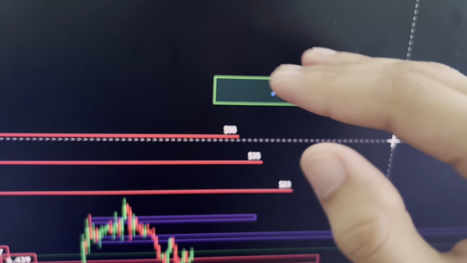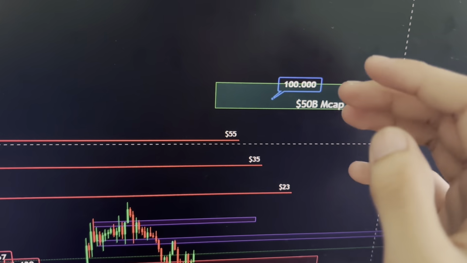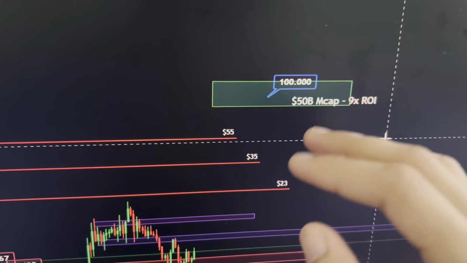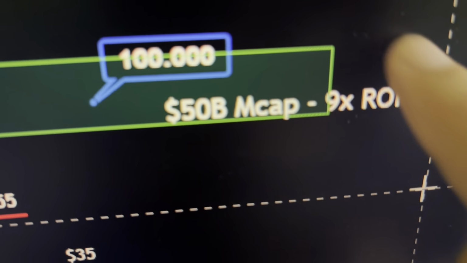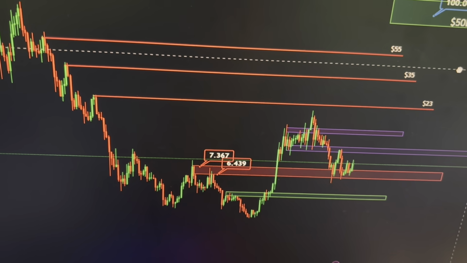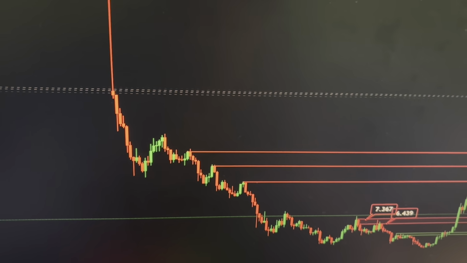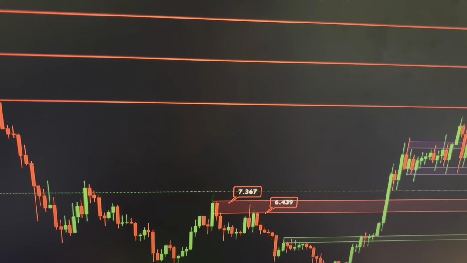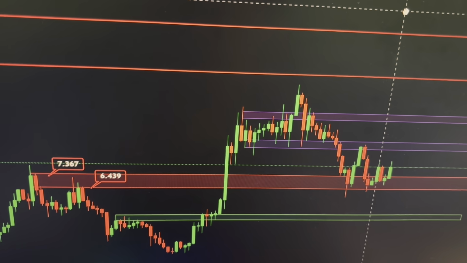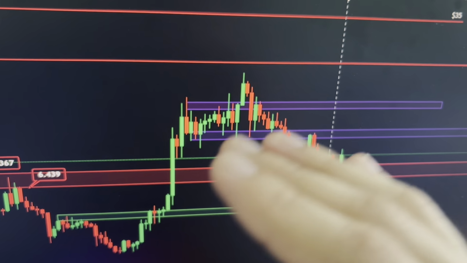If you have different targets from me, comment them down below in the comment section. Personally, this is my target for ICP in this cycle, $100, which would place ICP at around a $50 billion market cap, and that is about a 12x ROI from the price we're at right now. So overall, looking good in the long term. It's just that the price action right now is too boring, and we should just be patient, in my opinion. If you are a long-term investor, this is a great buying opportunity, especially for high conviction altcoin plays you have in mind. Not financial advice.